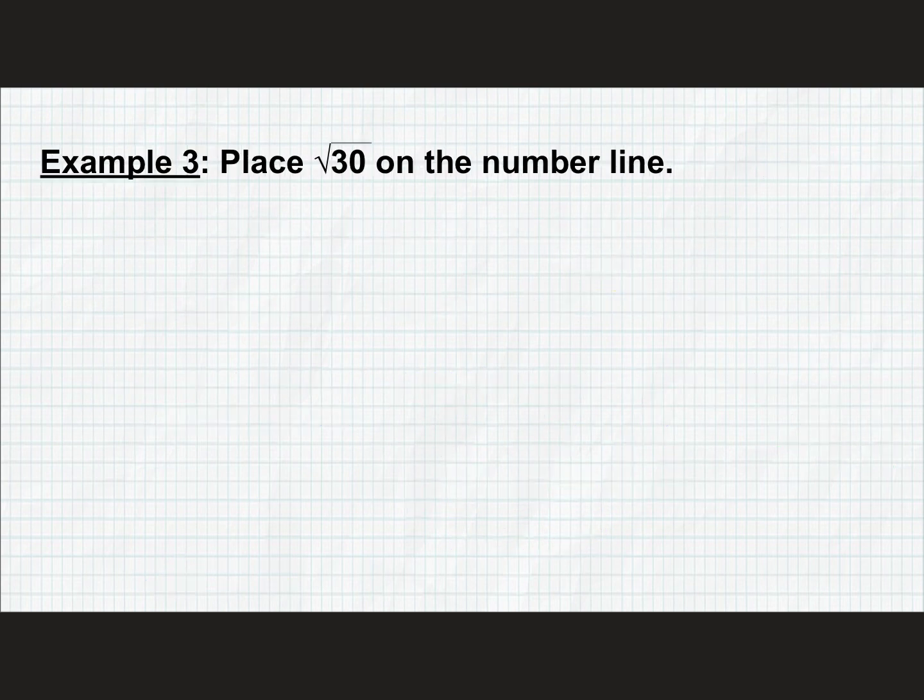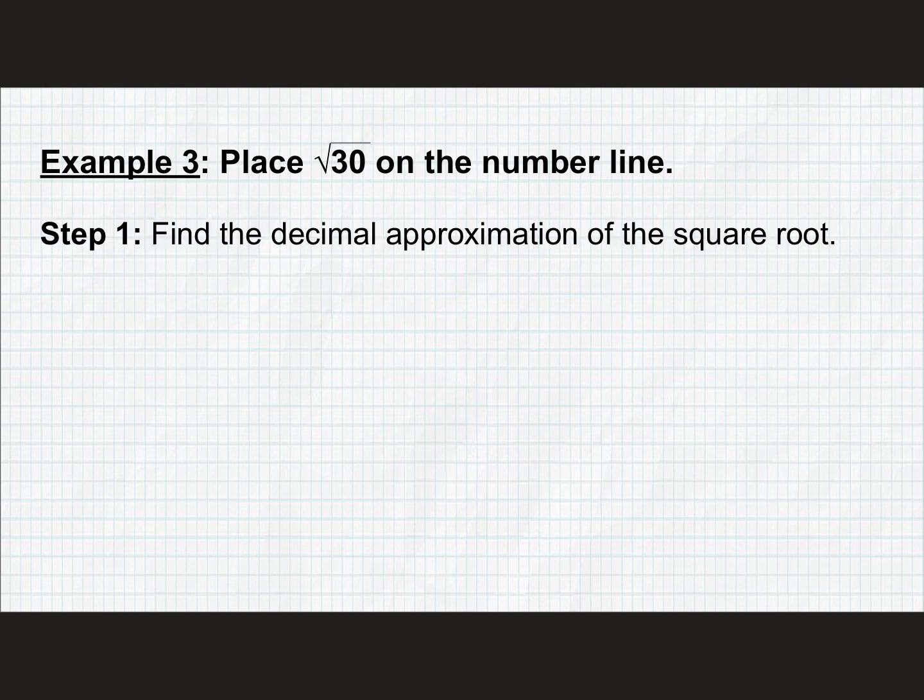Now let's look at one more example and place the square root of 30 on the number line. First, we need to find the decimal approximation of the square root. In this case, I'm only going to go to the tenths place. 30 is between 25 and 36, so the square root of 30 must be between 5 and 6. It's about halfway between, so let's try 5.5. When I do the multiplication, I get 30.25. If you want, you can also multiply 5.4 by 5.4 to get 29.16.